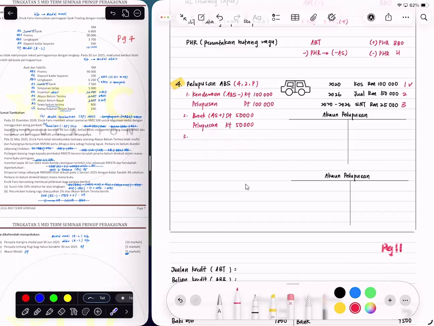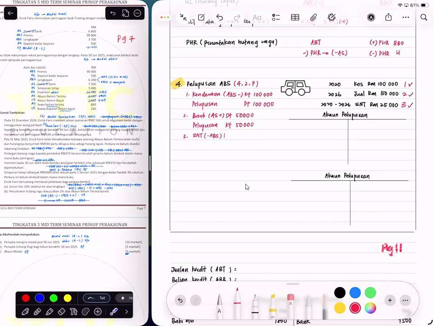Then third step, what's the account that I need to clear? Yes, S&T, because I need to clear whatever is regarding this car that I sold. Because I have settled the cost, I have settled the money that I received already, I should settle the last thing, which is the S&T. So clear the S&T, and the S&T classification is minus ABS.